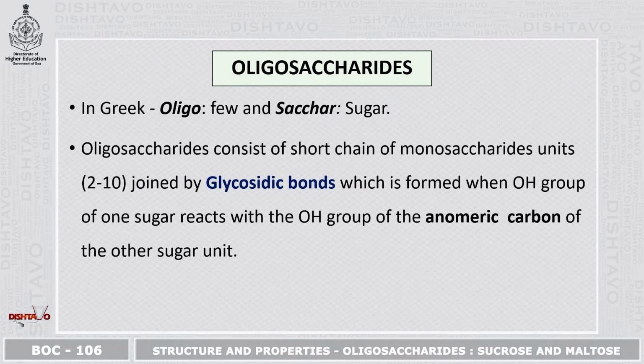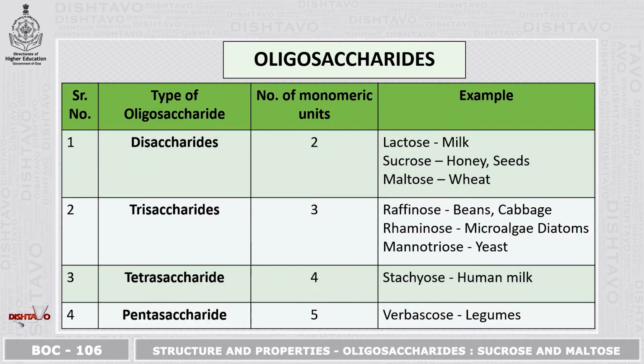Coming to the introduction of oligosaccharide. The term oligosaccharide comes from the Greek word. In Greek, oligo means few and saccharide means sugar. Oligosaccharide consists of a short chain of monosaccharide units, from 2 to 10, which are joined by glycosidic bonds or glycosidic linkages, which are formed when the OH group of one sugar reacts with the OH group of the anomeric carbon of another sugar unit. So here are the different types of oligosaccharides we have.